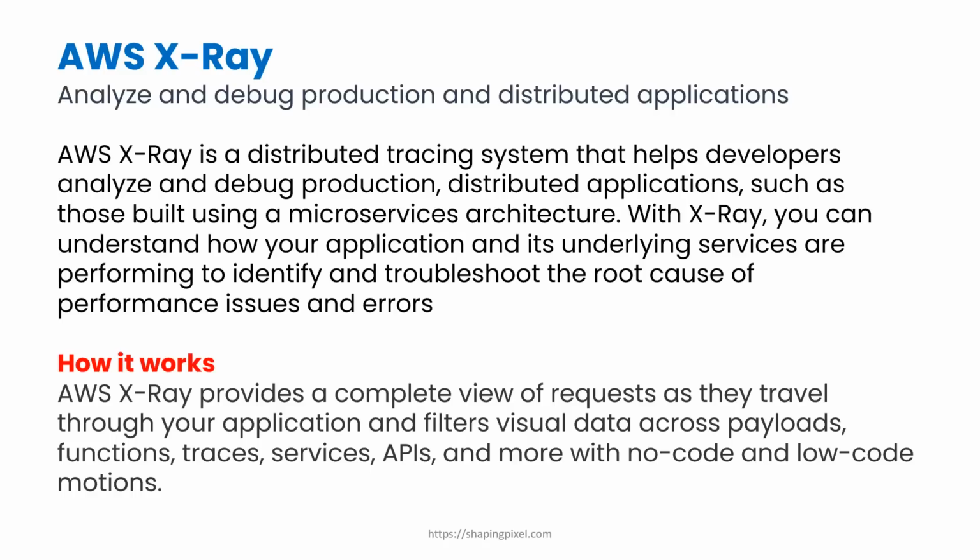AWS X-Ray. Analyze and debug production and distributed applications. AWS X-Ray is a distributed tracing system that helps developers analyze and debug production, distributed applications, such as those built using a microservices architecture. With X-Ray, you can understand how your application and its underlying services are performing to identify and troubleshoot the root cause of performance issues and errors.